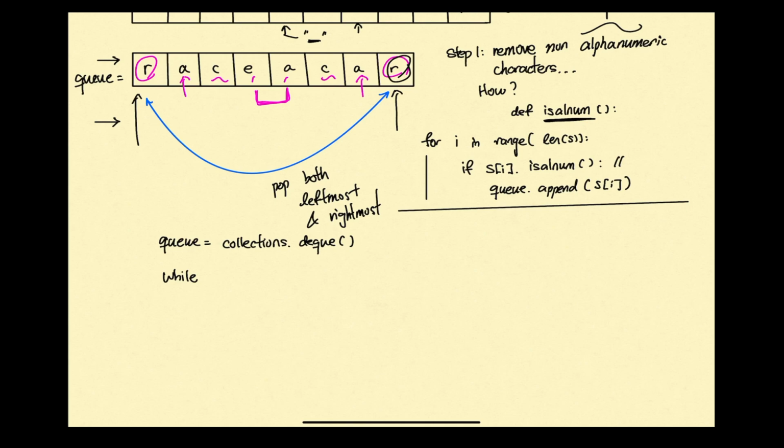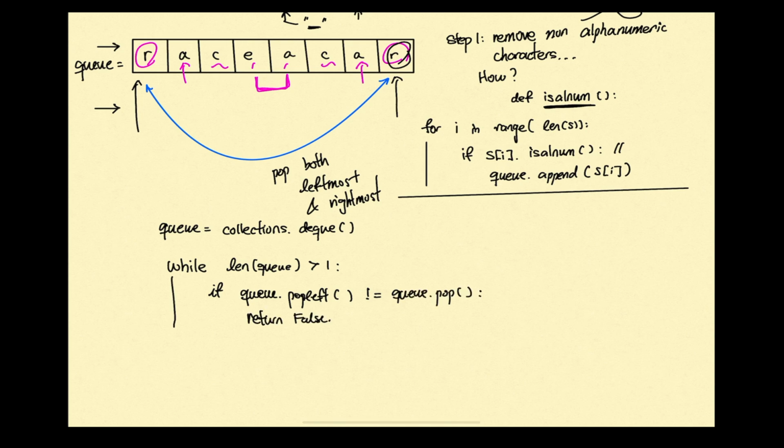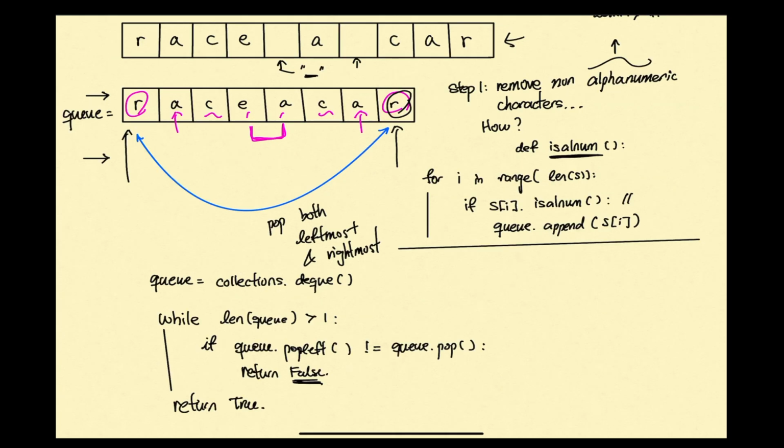So we have a while loop while length of q is bigger than 1. If q.popleft is not equal to q.pop, then we return false, right? Otherwise, if they're equal, then we keep popping both leftmost and rightmost. And if we were able to execute this while loop without returning false, then we have to return true. I think that should be it. And I think deque is much better because the time complexity for popleft is O(1). I forgot about mentioning this.